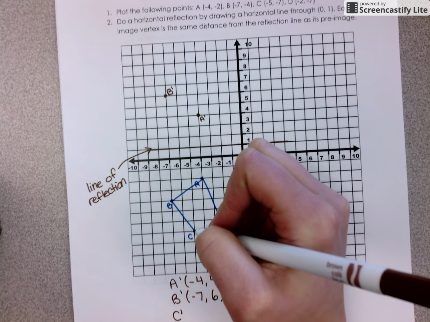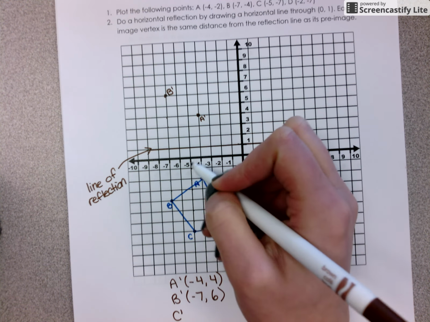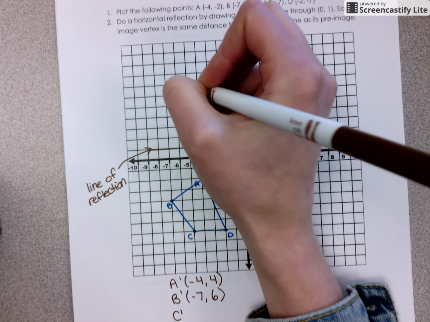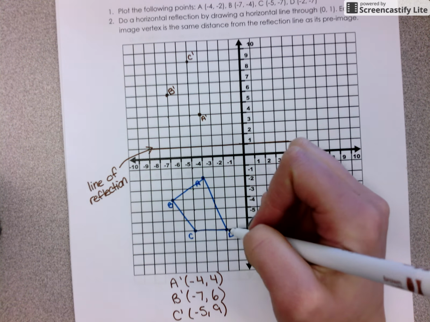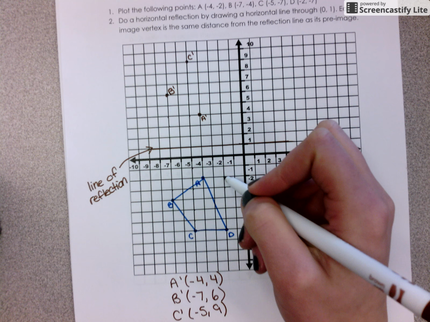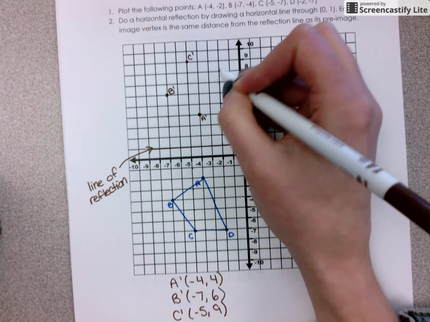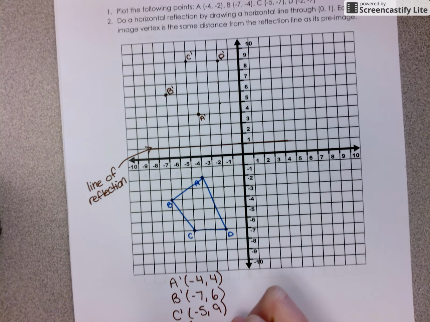Looking at C, let's count the distance away from the line of reflection. 1, 2, 3, 4, 5, 6, 7, 8. So 8 on the other side. So our new coordinates there would be -5 and 9. And last one, D, is 8 away, so 8 on the other side. That is D prime. So for that one, we have -2 and 9.